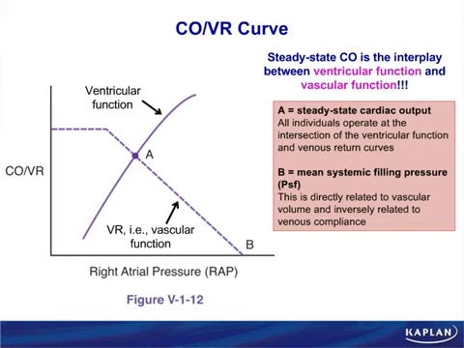Notice, venous return determines preload. Venous return is determining where the heart is with respect to ventricular function. In other words, where it is on the ventricular function curve. All right? So, once again, A represents steady state cardiac output. It's the interplay between ventricular function and vascular function. Yes, I've stated it many times, written it a couple of times, because that's what these curves are showing us.